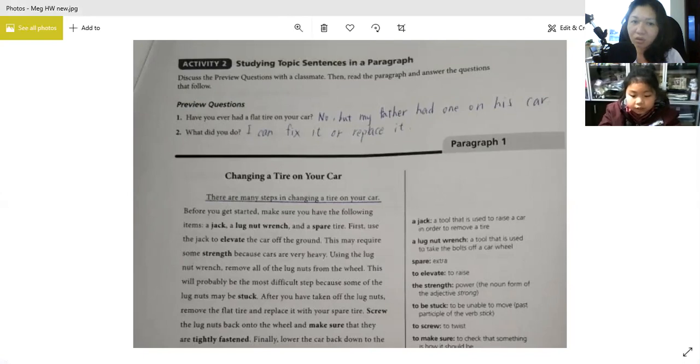Okay. So if the question is in the past tense, your verb has to be in the past tense. Now, what will you do? How will you change your sentence if you remove could from your sentence? What would your sentence be if you remove could? I fixed it or replaced it. Okay, I fixed it. Good.